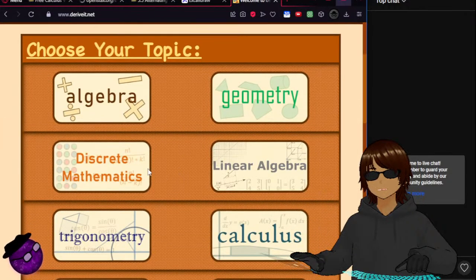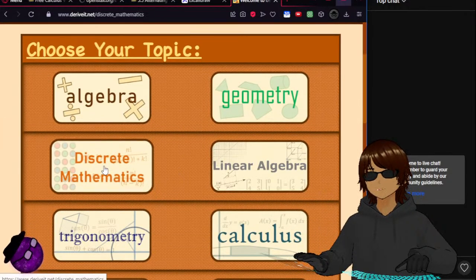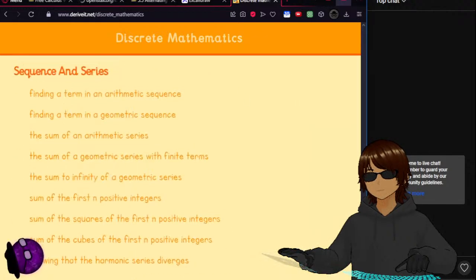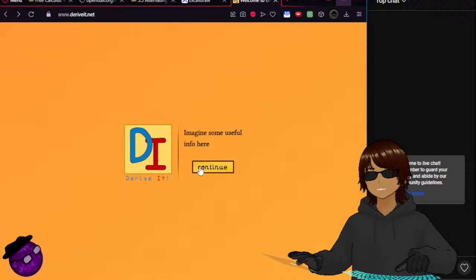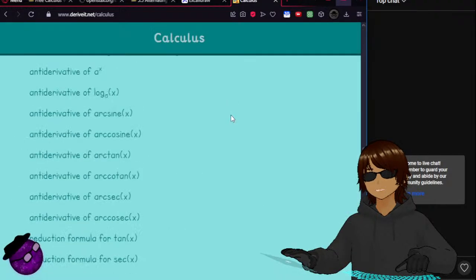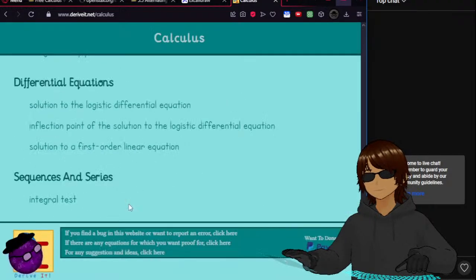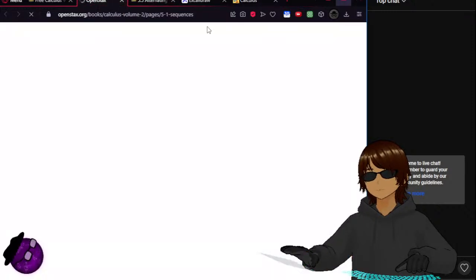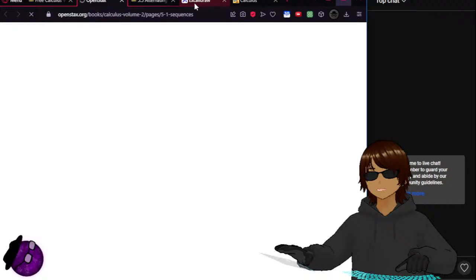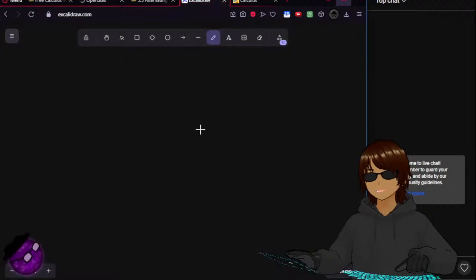And discrete math. I think I added some topics in the calculus section. Let me just see. Yeah, the integral test. I think it was more appropriate here than in the discrete math section. Anyways, is my avatar lagging? Never mind.